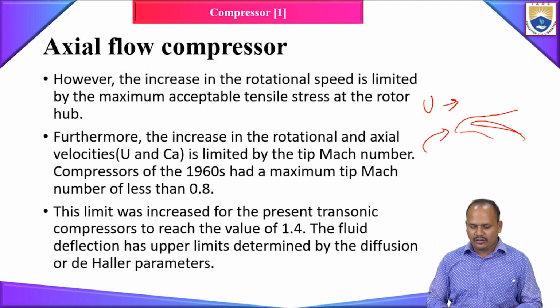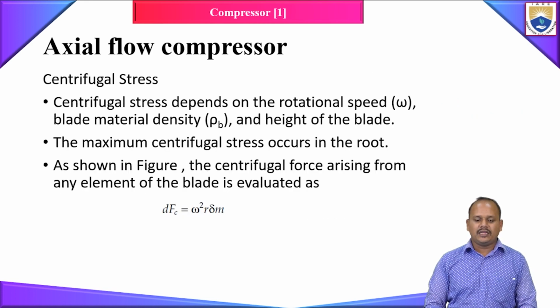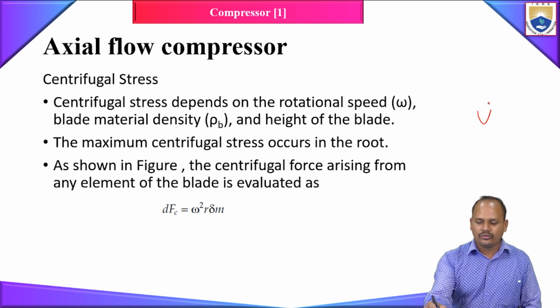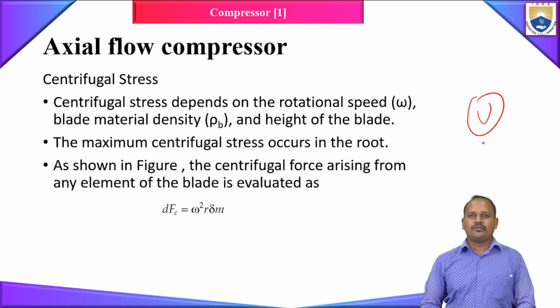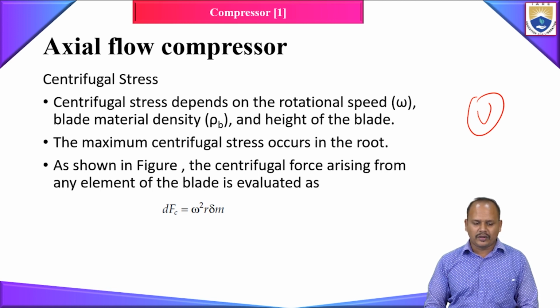So we are going to see numerically how these parameters are being limited by the other parameters. Let's start with the first parameter, that is U. How is this U limited? We already told you that it is the maximum tensile stress generated on your blades. That is what we call the centrifugal stress generated on your axial flow compressor. This is the one which is going to limit the RPM of your rotor.